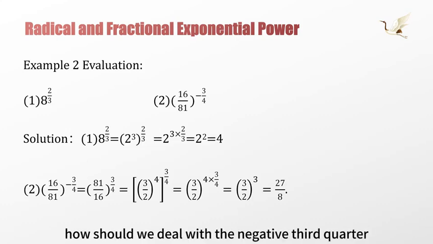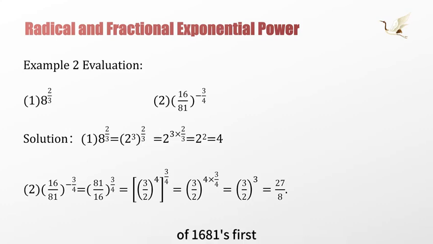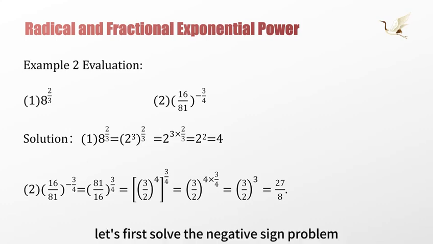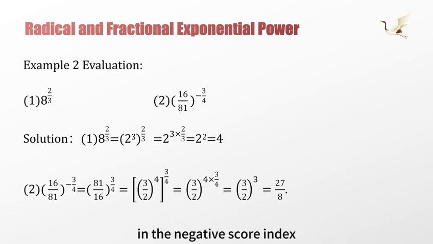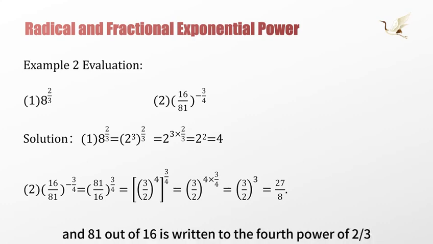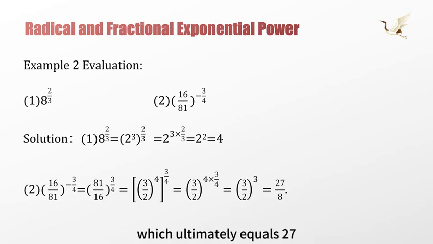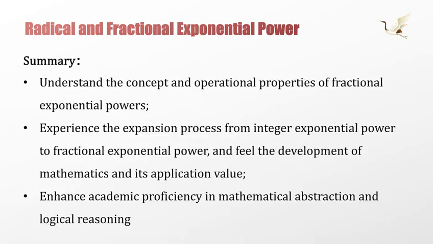How should we deal with 16/81 to the power of negative 3/4? Let's first solve the negative sign problem in the negative fractional exponent. We write the negative sign in the exponent as the reciprocal, 81/16 to the power of 3/4, and 81/16 is written as 3/2 to the fourth power, which ultimately equals 27/8.